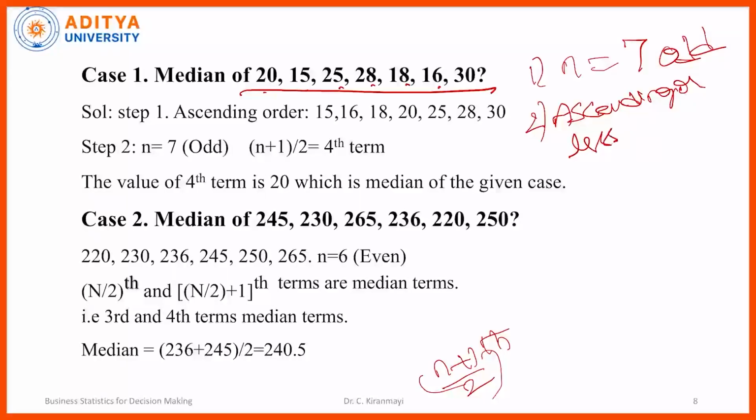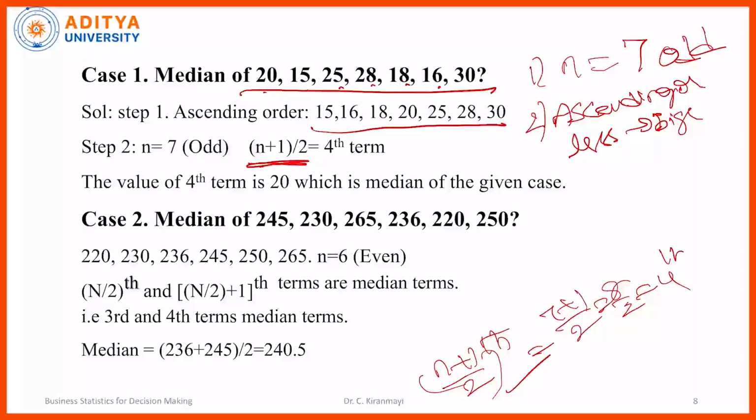After identifying the number of observations, all the observations are to be put in ascending order, that is, small to big. We have to arrange all the data points in ascending order, and after arranging, obtain which term will be the median term. Here, since n is odd, we use the formula (n plus 1) by 2. Here we have 7 observations, so (7 plus 1) by 2, that is 8 by 2, that is equal to the fourth term. So 1, 2, 3, this is the fourth term. Therefore, here the value of median is 20.